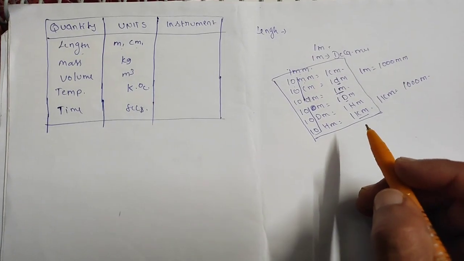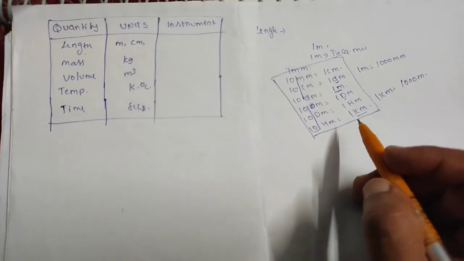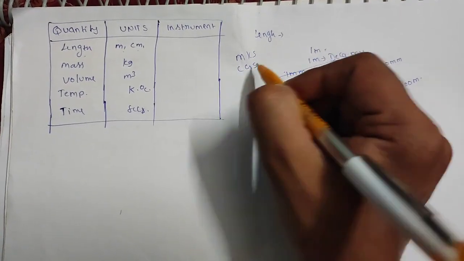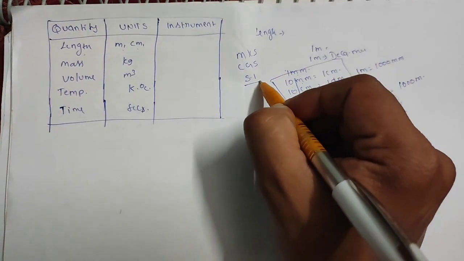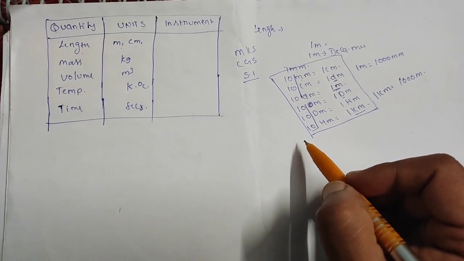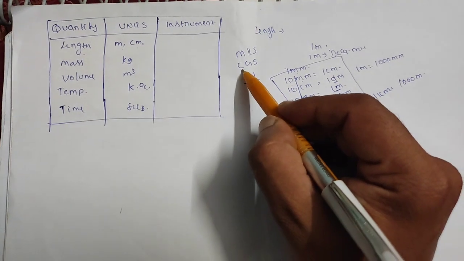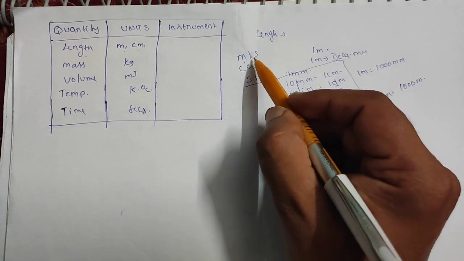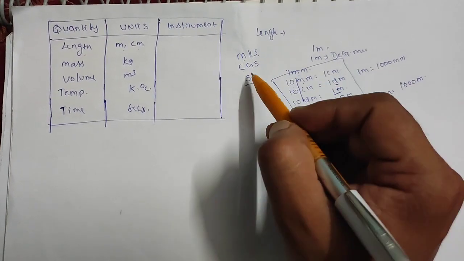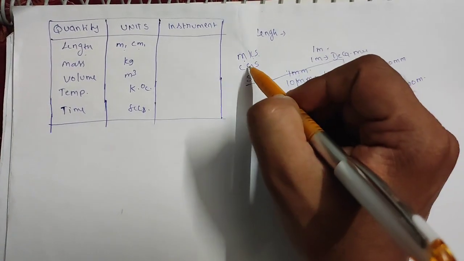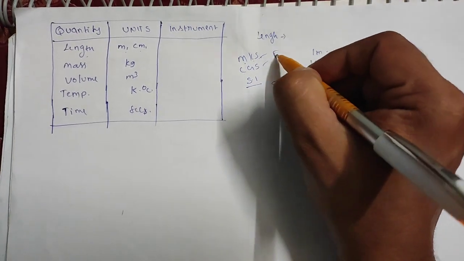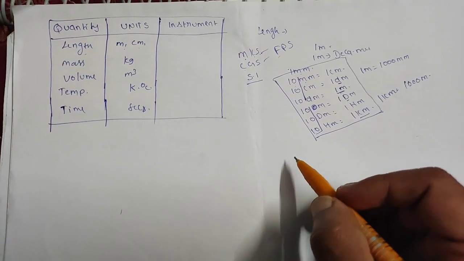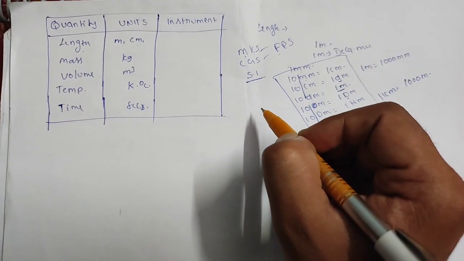Actually we are having 3 types of systems: MKS, CGS and SI. SI, standard international units, is what we are using now. CGS means centimeter, gram and second. MKS means meters, kgs and seconds. Of course FPS is also there: foot, pound and second. Now we are not using all these things. We are using only the standard international system.